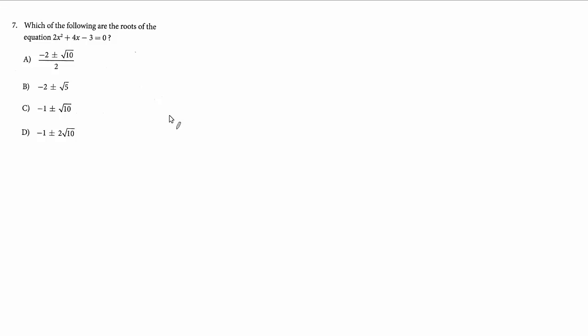7. Which of the following are the roots of the equation 2x squared plus 4x minus 3 equals 0? And based on the answer choices, I don't think we want to try to factor this, so let's go right to the quadratic equation. I like to start with the discriminant first, so that's the square root of b squared minus 4ac. So in this case, if we plug in, that's going to be 16 minus 4 times 2 times minus 3, all under root.